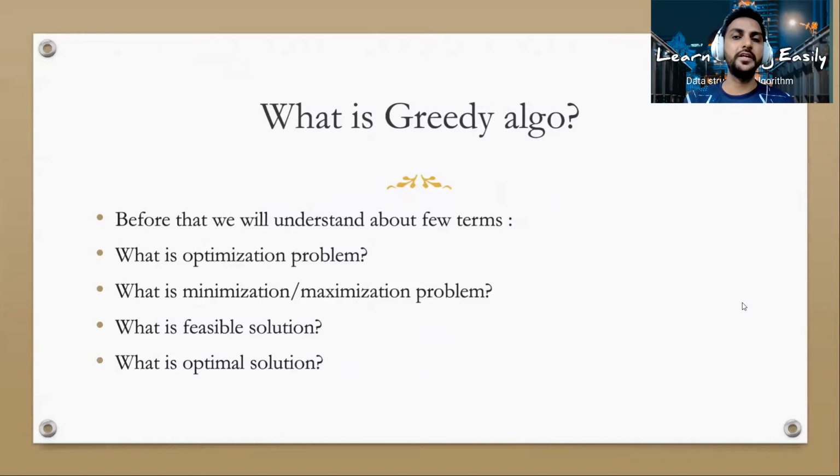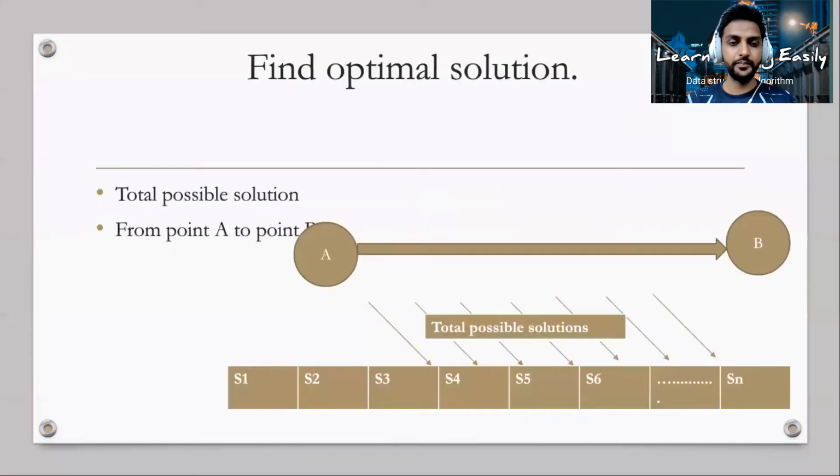Now, before going to the definition of the greedy algorithm, I want you to understand a few terms: what is an optimization problem, what is a minimization and maximization problem, what is a feasible solution, and what is an optimal solution. So first of all, we will understand these four terms. Once we are clear on these four, I will explain the definition of the greedy algorithm. All right. So let me explain these terms with the help of one example.